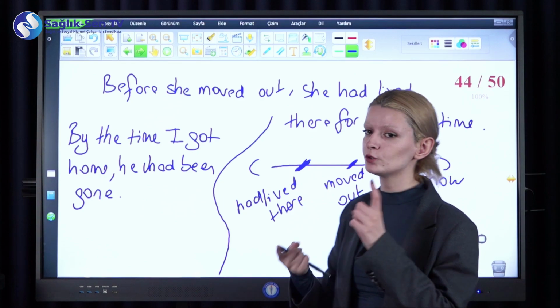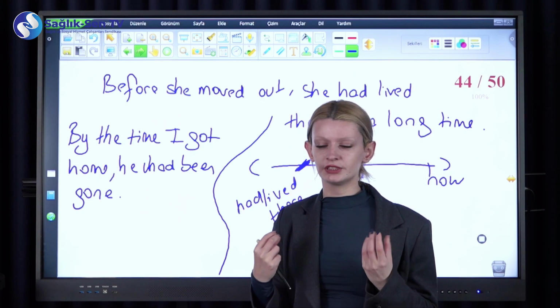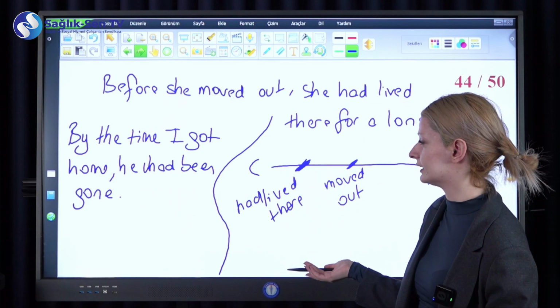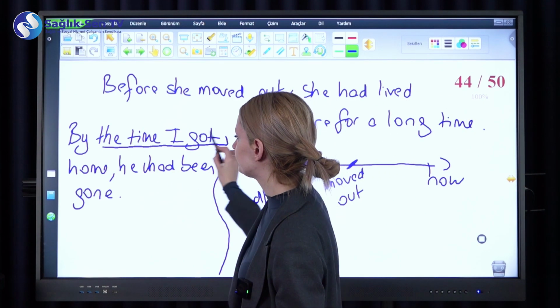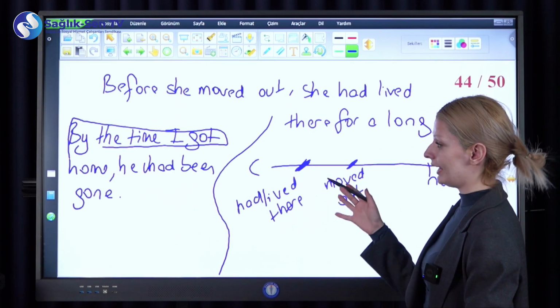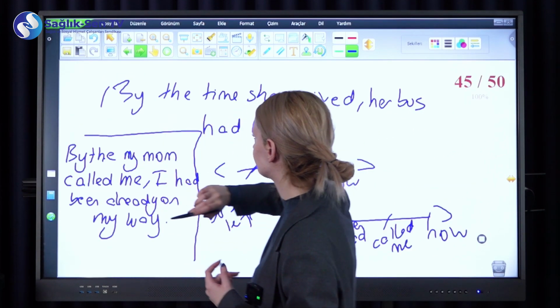We have talked about by the time, before, and after. We use them pretty often when we're talking about past perfect. After by the time, you should use past simple, verb 2. And after that, past perfect.